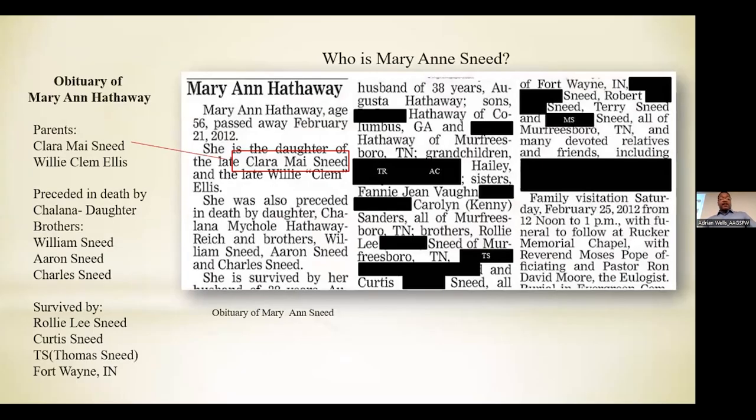And that's when I found an obituary for Marion Hathaway, her married name, but her maiden name is Sneed. In this obituary, it listed her mother as Claire May Sneed and her father as Willie Clem Ellis. Then it had who she was preceded in death by, and who she was survived by. She was survived by these 3 brothers, and the thing that came to my head was that they lived in Fort Wayne. So I'm like, okay, now we have Claire May, who is a Sneed. What is the connection to Claire May?